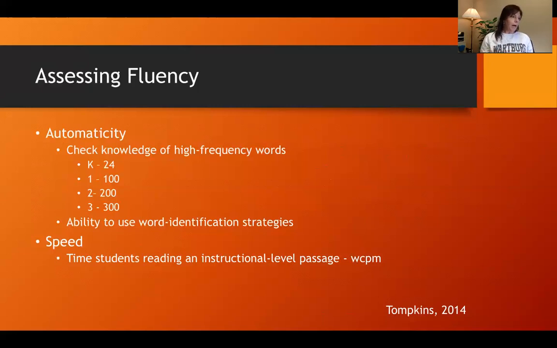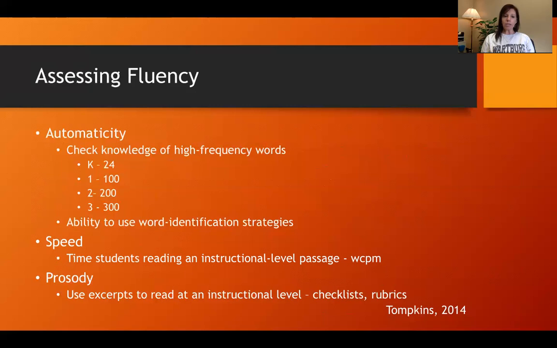For example, we talked earlier about using familiar words, not knowing how to say the word ball, but maybe they know the word all, and they'd be able to put the B sound in front of the word all to pretty quickly be able to say the word ball. Also assessing speed, doing timed readings at an instructional level passage, which is words comprehended per minute. And assessing prosody, using excerpts to read at the instructional level, and assessing using checklists and rubrics.